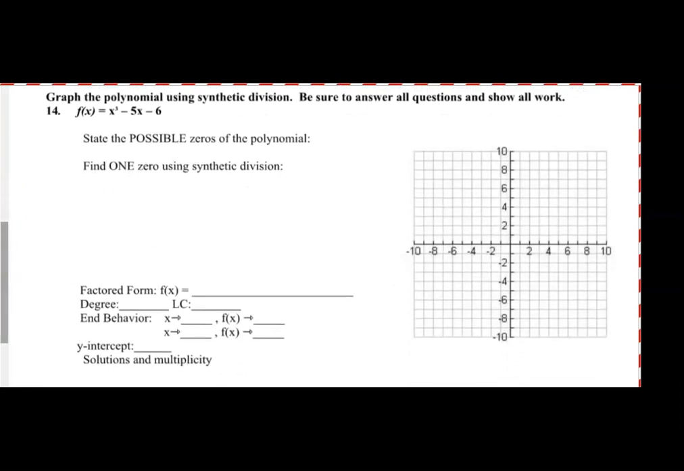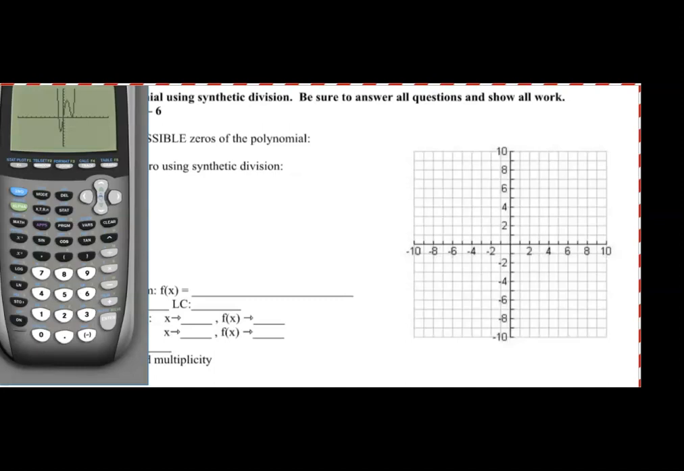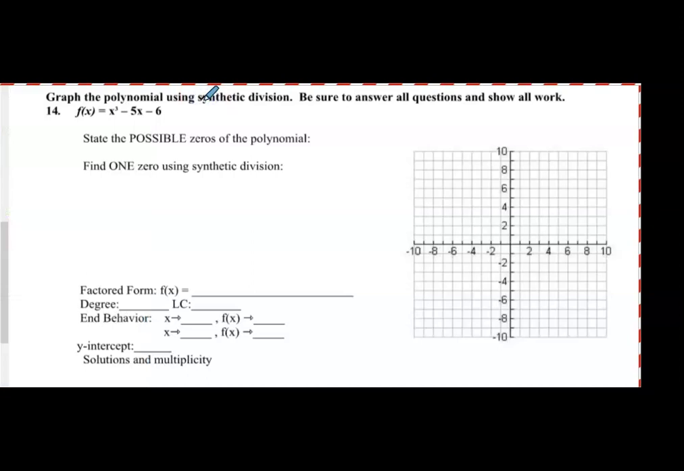All right, now for this one, it says graph using synthetic division. Well, first off, let's just graph it. Let's just go to the calculator and put in x cubed, oh, we made a change on this. X cubed minus 3x minus 2. Sorry about that. So there's a change on that one. So let's put that in the calculator.